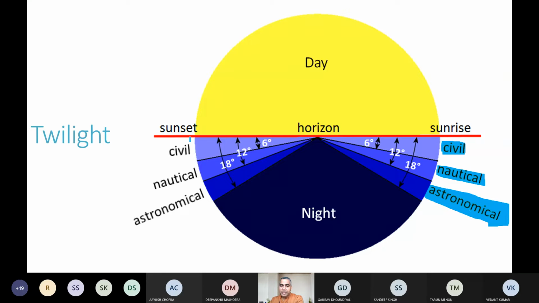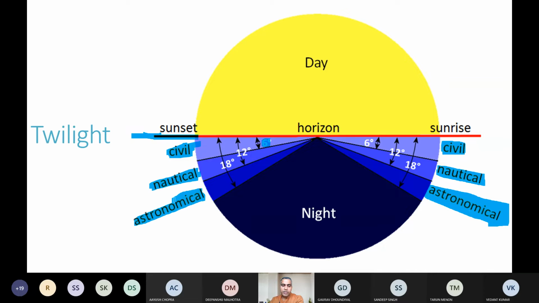The same thing happens in the evening. From the horizon till the time the sun goes 6 degrees below the horizon, this is known as civil twilight time. From the horizon, that is from the sunset, to 12 degrees below the horizon, this is known as nautical twilight. And from sunset to 18 degrees below the horizon is astronomical twilight.